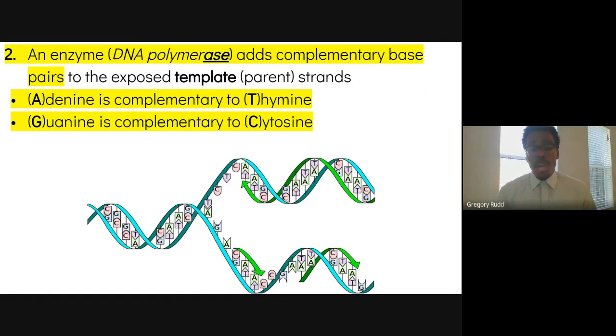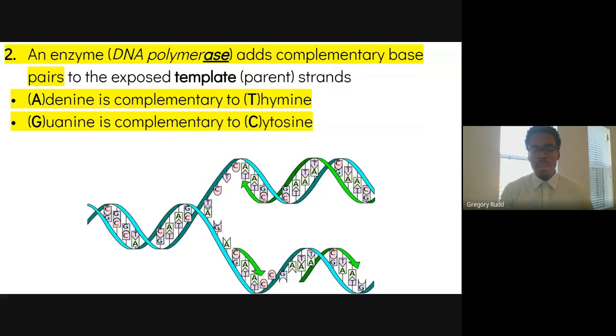We know which base to add because the bases are complementary to one another. So adenine is complementary to thymine. Guanine is complementary to cytosine. So anywhere there's a C, I need to add a G. Anywhere there's a T, I need to add an A. Anywhere there's a C, I need to add a G. And so on and so forth.